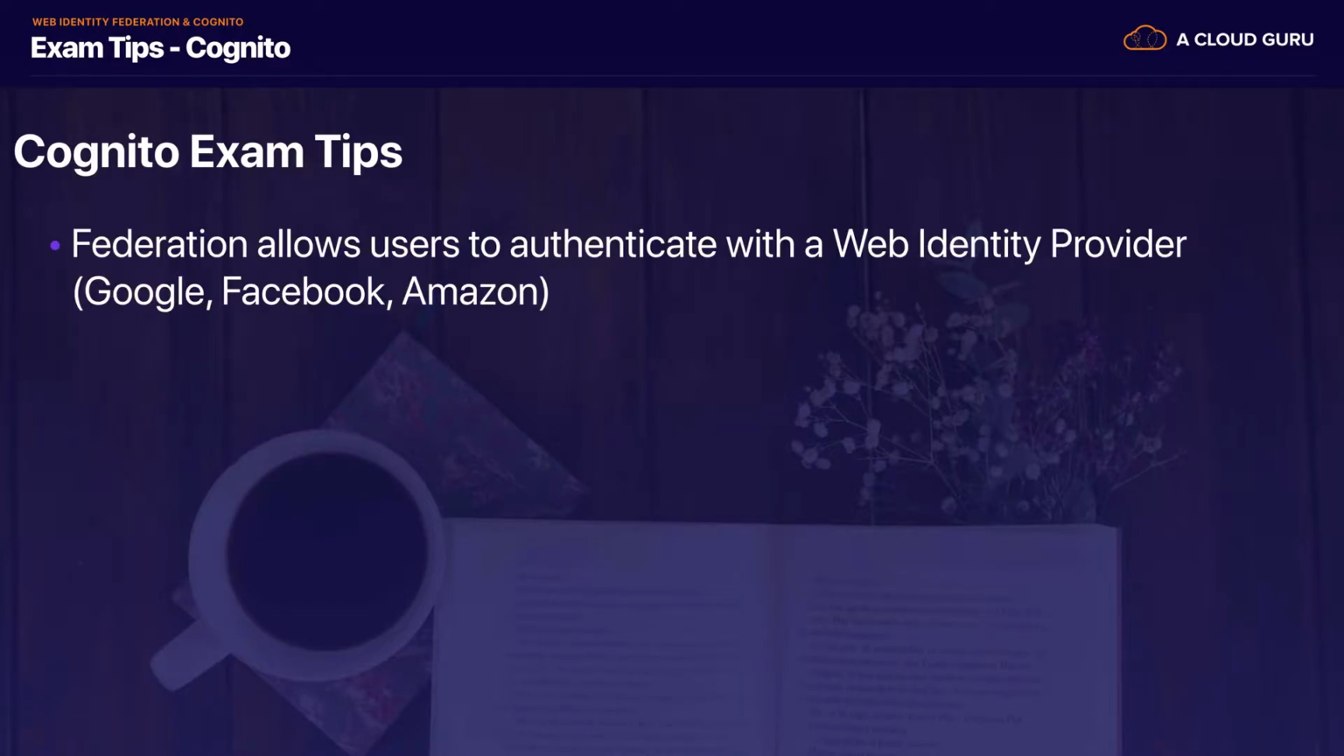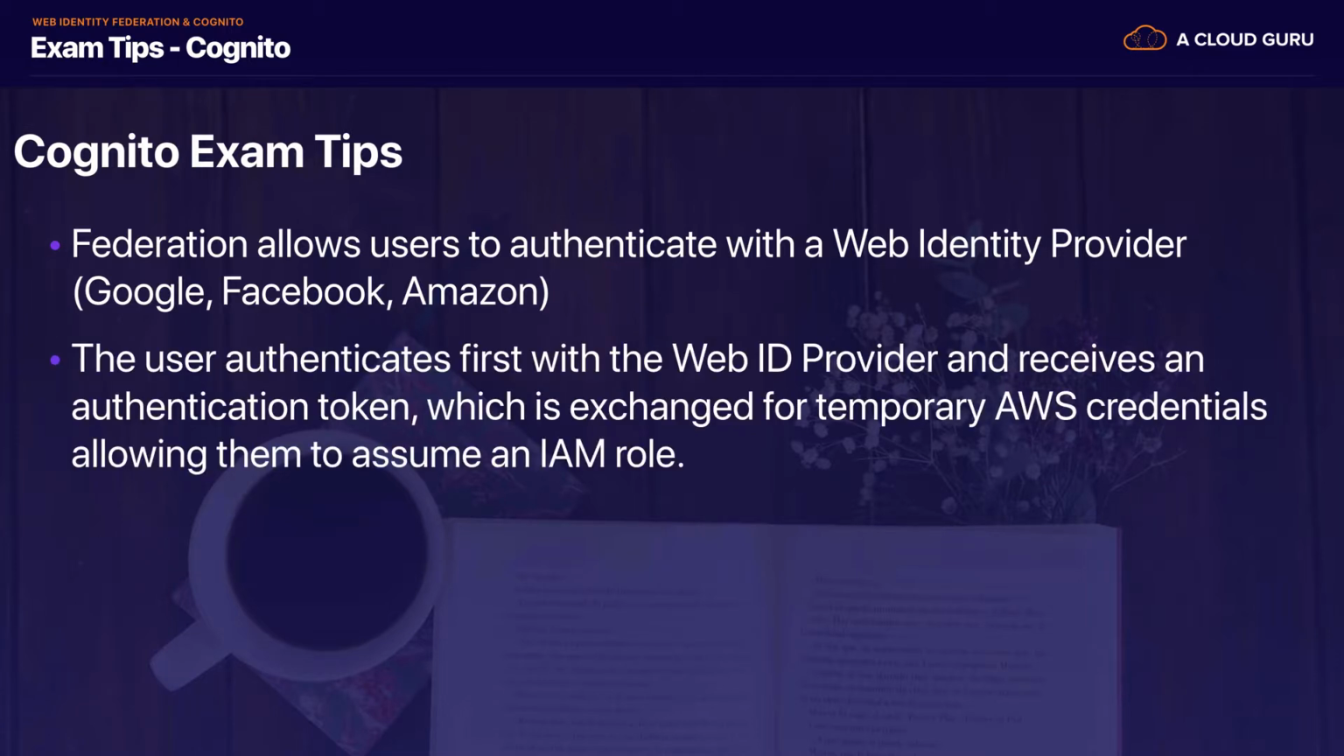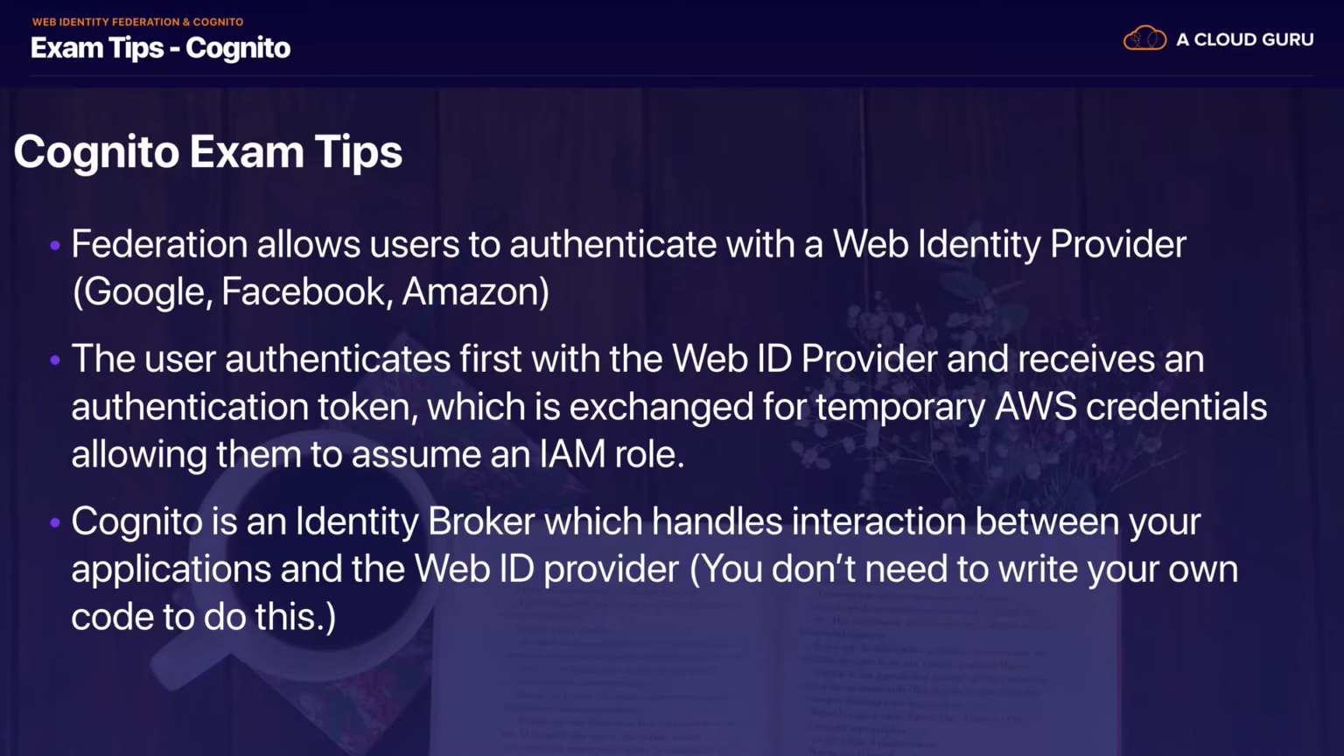And then finally, we looked at Cognito. So Cognito allows us to do web identity federation. Federation essentially allows users to authenticate with web identity providers such as Google, Facebook, and Amazon. And essentially the way it works is the user authenticates first with the web ID provider and receives an authentication token, which is then exchanged for temporary AWS credentials, allowing them to assume an IAM role. And Cognito is an identity broker which handles the interaction between your applications and the web ID provider, so you don't need to write your own code for this.